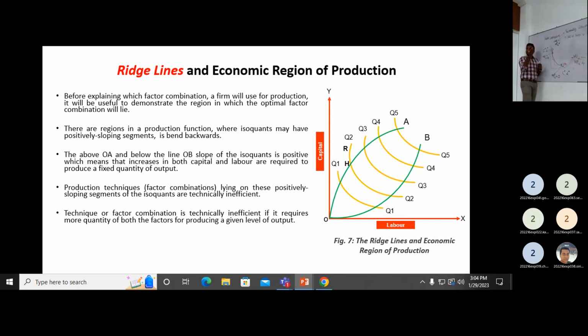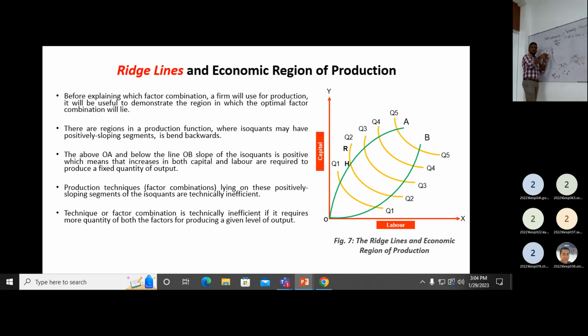Clear? Marginal product of the capital is positive in this situation, meaning that when you are working on these areas, you need to increase both capital and labor. Here also, when you are working after this point, you need to increase your capital as well as labor. Simply you are increasing both of your inputs. Clear? Which is not technically efficient. Is that clear?